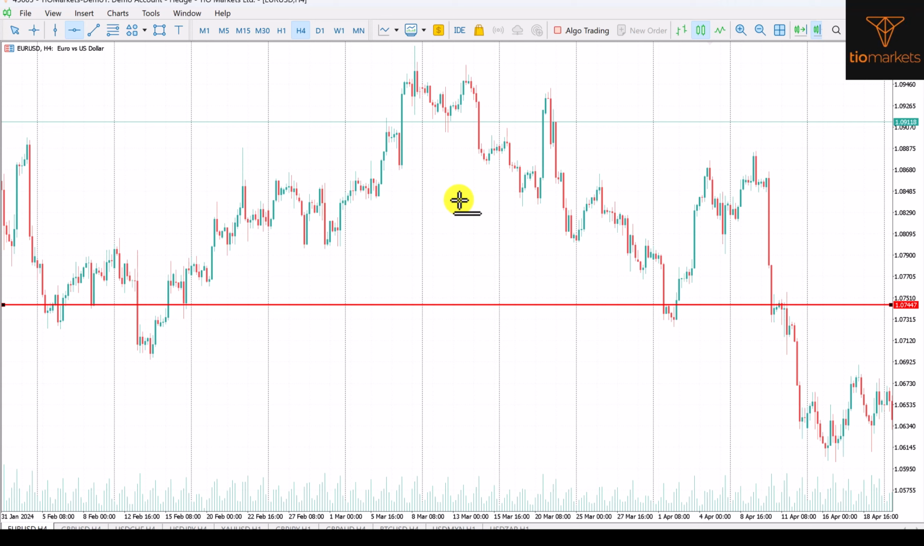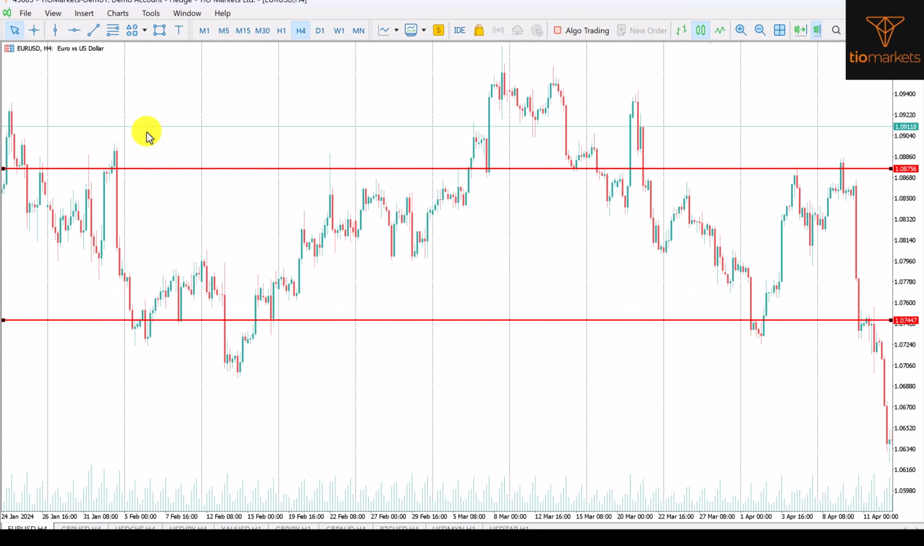Number one, what do you look for? You look for a resistance or support area where price retested many times, and this is such an area where you are seeing this is a retest, this is a retest, this is a retest, and this is a retest.